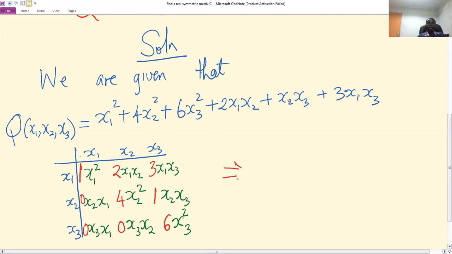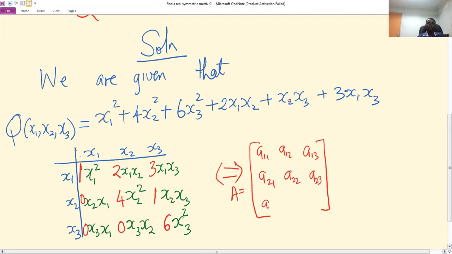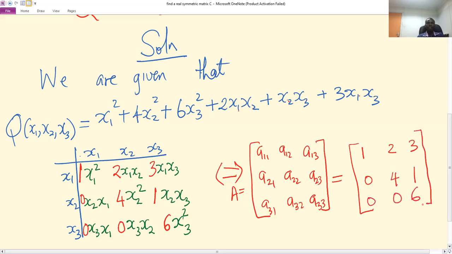So that now our A matrix, which has 1, 1, 1, 2, 1, 3, 2, 1, 2, 2, 2, 3, 3, 1, 3, 2, 3, 3 will be: just pick the numbers 1, 2, 3, 0, 4, 1, 0, 0, 6. So that is the matrix A.